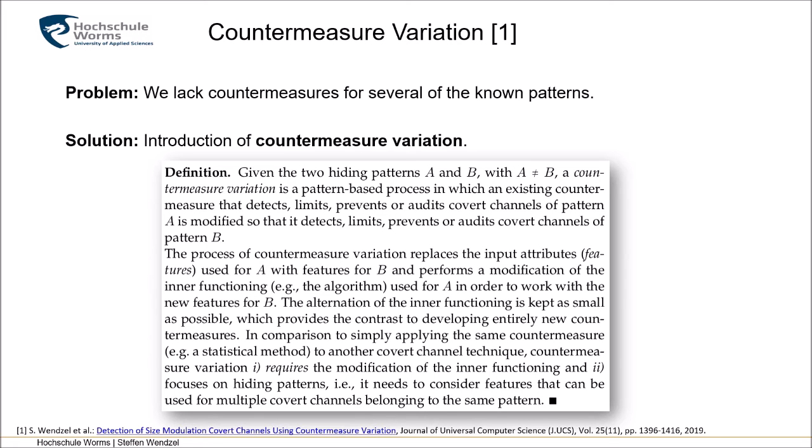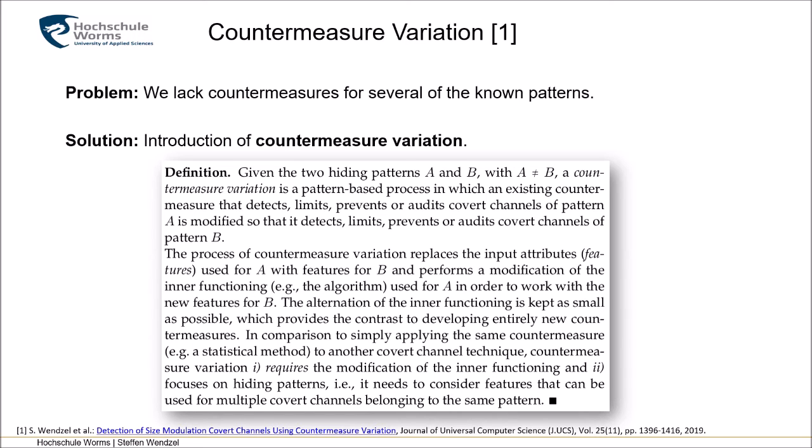Given two hiding patterns, A and B, that are different from each other, a countermeasure variation is a pattern-based process in which an existing countermeasure that detects, limits, prevents, or audits covert channels of pattern A is modified so that it detects, limits, prevents, or audits covert channels of pattern B. That means, just to give you an example, that the inter-arrival times pattern that could be detected using the method by Berk et al. would then be switched as a context, so that the method by Berk et al. would be applied to a different pattern, let's say size modulation, and we would try to modify the Berk et al. method to detect that pattern.